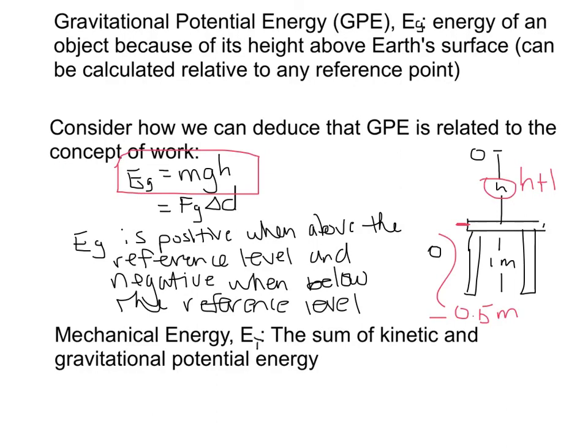And the last kind of little definition you need is mechanical energy, which we often write as E sub T, known as another way of saying total energy. So total energy or total mechanical energy is the sum of kinetic and gravitational potential energy. So sometimes we'll be considering adding the kinetic and GPE of an object together. And when we do that, we call it mechanical energy or total mechanical energy.